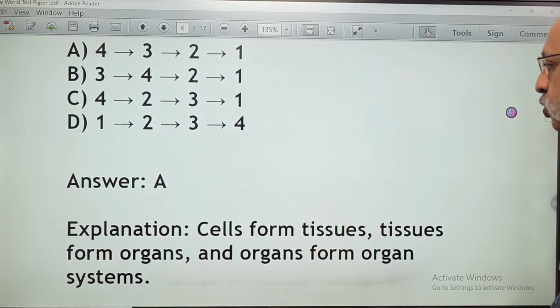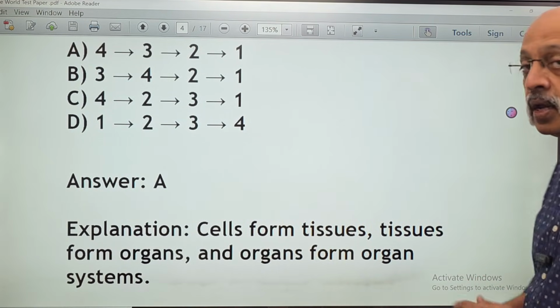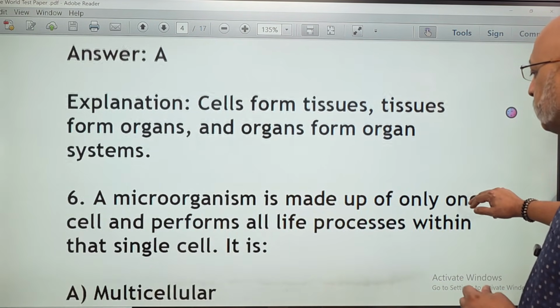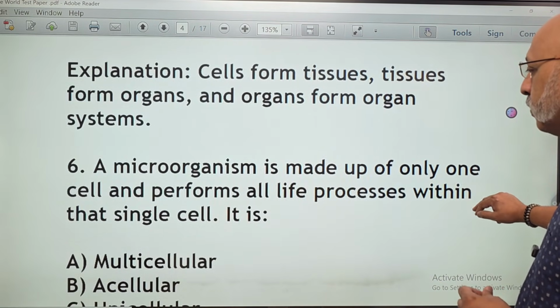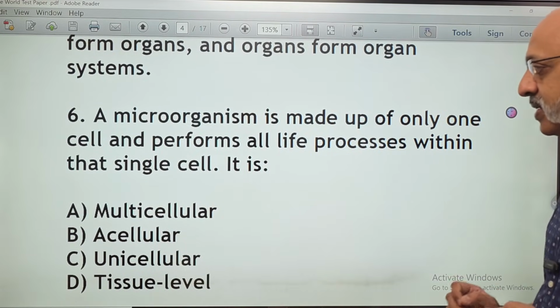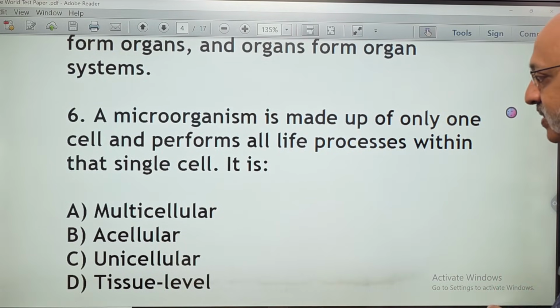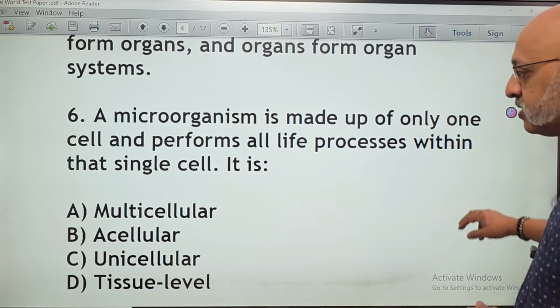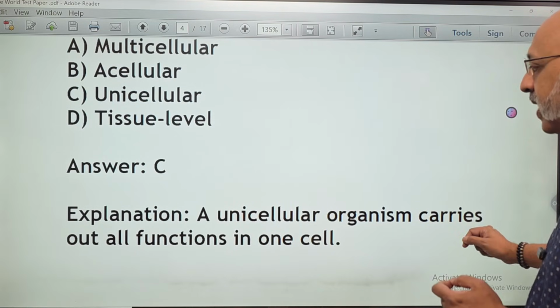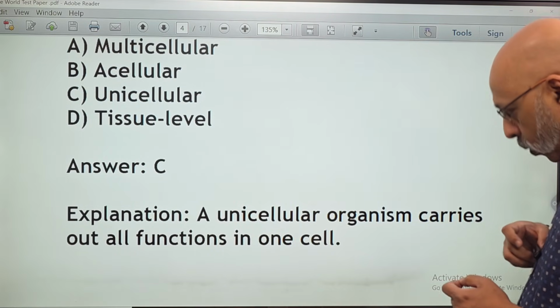Cells form tissues, tissues form organs, and organs form the organ system. A microorganism is made up of only one cell and performs all life processes within that single cell. What is it? Is it multicellular, acellular, unicellular, or is it tissue level? Pretty simple. The correct option is unicellular. A unicellular organism carries out all the functions in one cell.